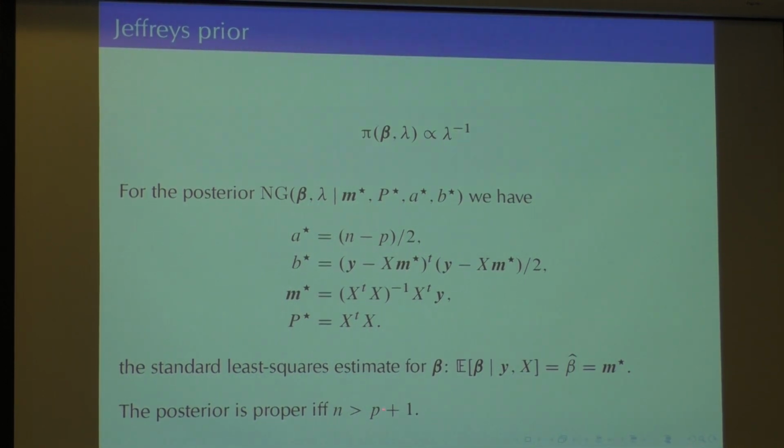The posterior will be proper if and only if you have enough data to estimate all parameters. So that means that you have at least p plus 2 points, just like there. And the posterior distribution for the betas will again be a t distribution centered at b hat and precision matrix related to the design matrix. Okay.